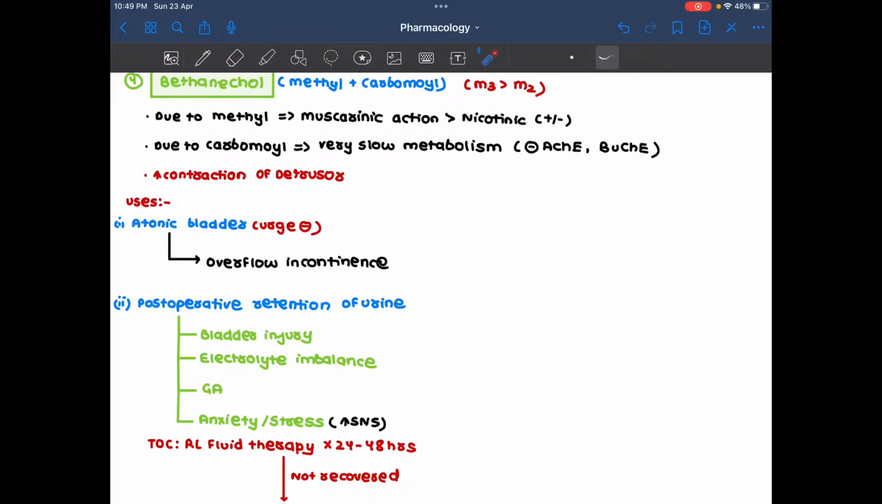So what is the problem? Mainly the problem is with the tone of the bladder. I need to increase the tone of the bladder. Because of this, I'm going to use bethanechol. That's a slightly selective M3 agonist, and it's going to be longer acting as well. So one thing is atonic bladder.